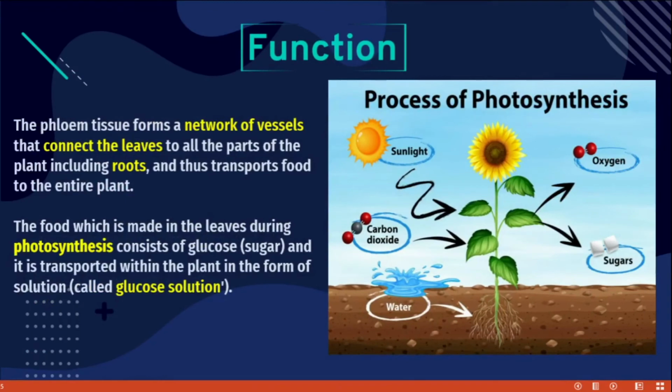Next, function. See, phloem tissues form a network of cells that connect leaves to all other parts of the plant, even from the root to the top region of the plants. During photosynthesis, plants prepare their food, which is nothing but glucose. When the phloem carries the glucose, basically it carries it in the form of a solution, or we can say glucose solution. Then only can it be carried easily to all parts of the plant.